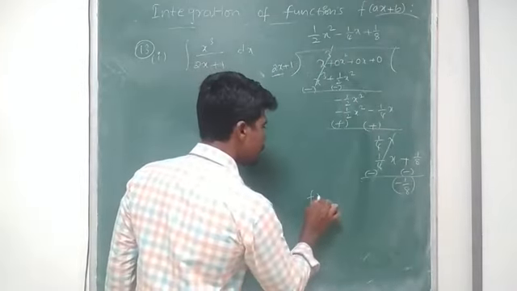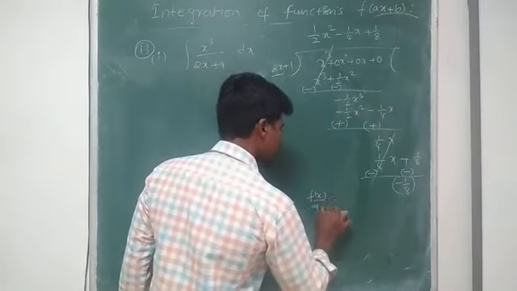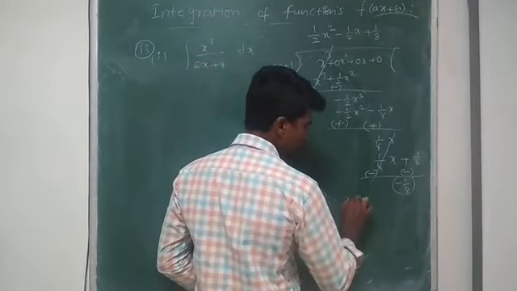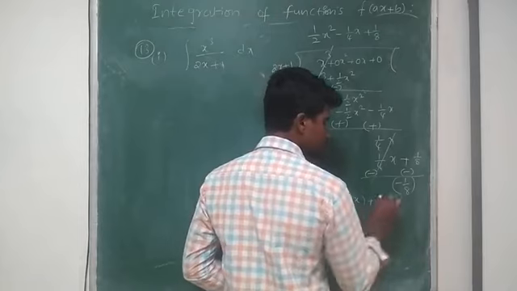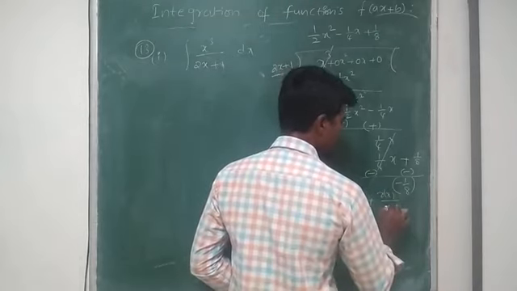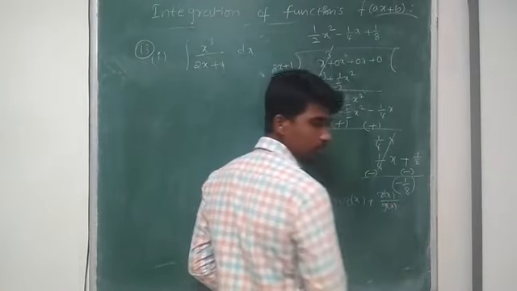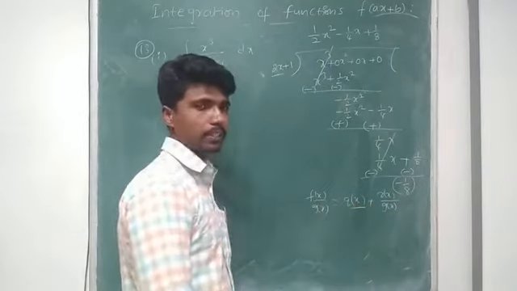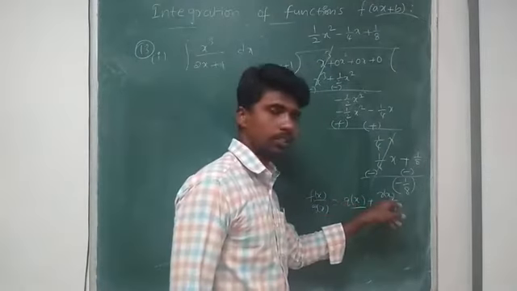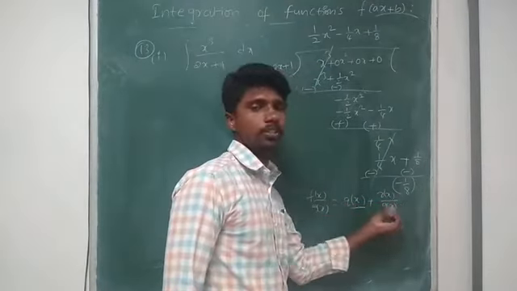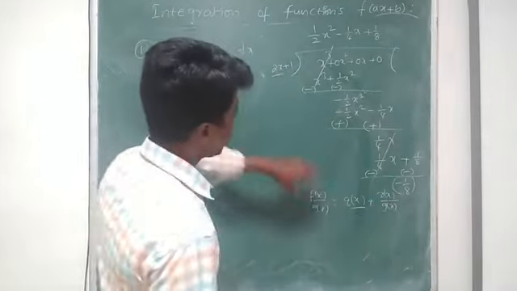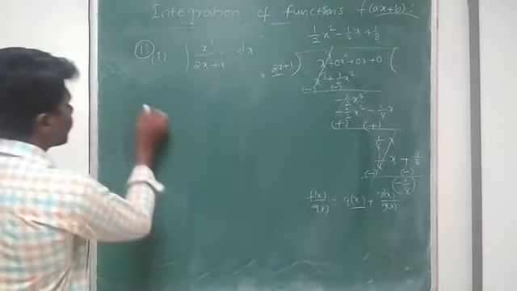So f of x by g of x can be written as q of x plus r of x by g of x. So q of x represents the quotient, r of x represents the remainder, g of x represents the divisor. So this can be written in that form. So I am converting that.